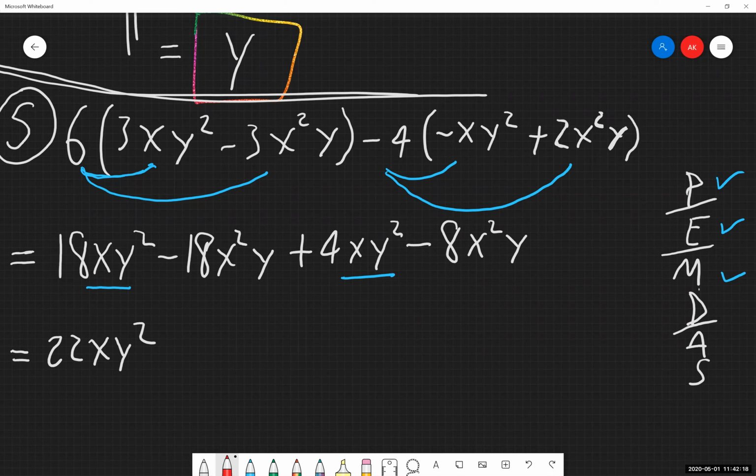I'm also looking at seeing, okay, I've got an x squared y and an x squared y here. So I can combine those together. So -18 minus 8, -26. And then just bring down the variable part as it was. It's not changing in any way, shape, or form.